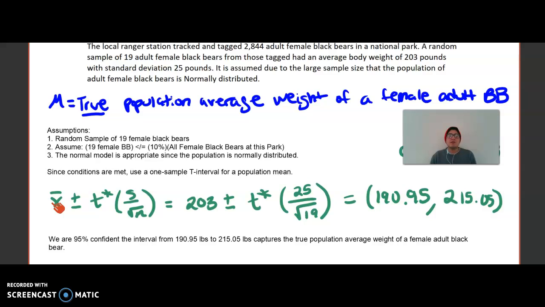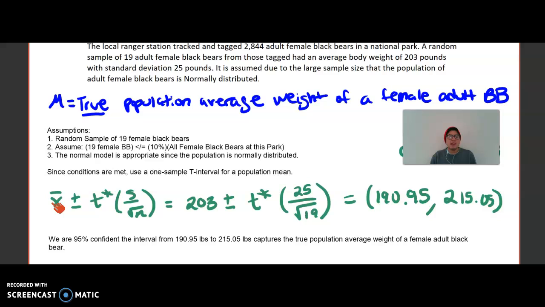Next up, the normal model is appropriate since, and you have to state which one of the 3 reasons. Here, our sample size would not be large enough, and we also don't have the full data to make the distribution and try and identify any major skew or outliers, but we were told that the population is normally distributed. So here, the normal model is appropriate since the population is normally distributed.